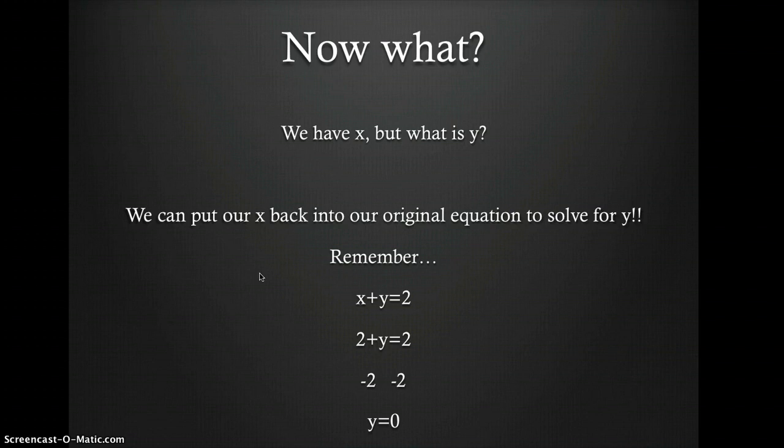So we can take our x and put it back into one of our original equations and solve for y. So we know that x equals 2, so we're going to put 2 in for x in our x plus y equation, and we find that 2 plus y equals 2. Subtract 2 from both sides, and we can see that y equals 0.